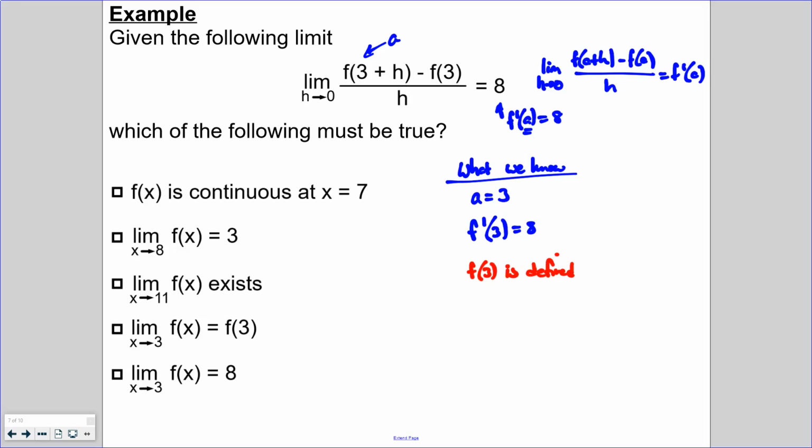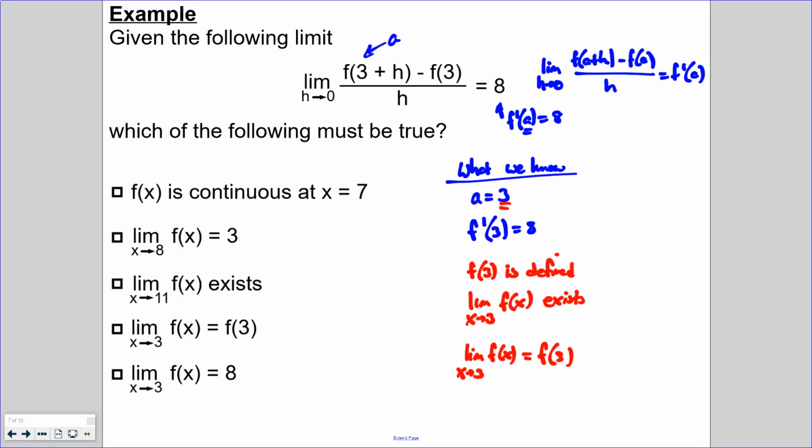We know the limit as x approaches our a value, which is 3, of f of x exists. Again, we know nothing about where it exists, but because it's continuous, we know it does. And then finally, we know that the limit of f of x as x approaches 3 has to equal the actual height f of 3. So that is everything we know. Now let's check off which of the following statements are true.